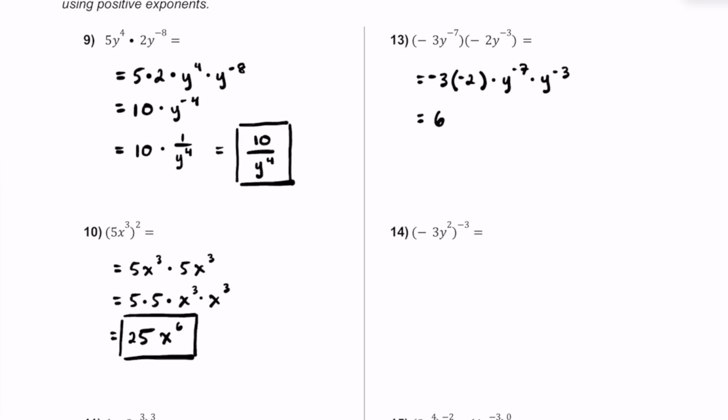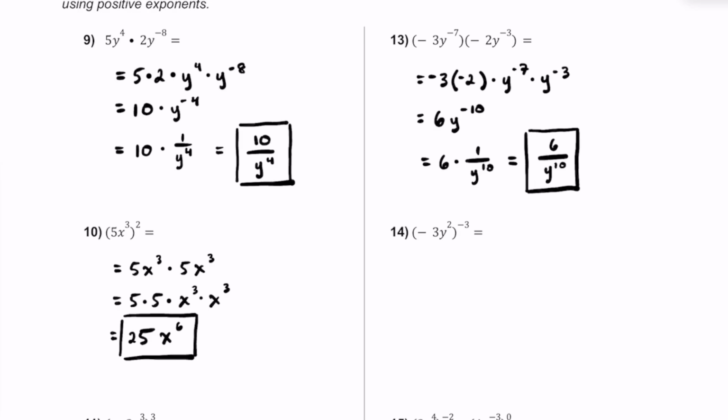All right, so negative 3 times negative 2 is going to be positive 6. And then if we use that product of powers property, we can add that negative 7 plus negative 3 to get negative 10. All right, now this is a simplified expression. However, it's not written using only positive exponents. So we can also rewrite this as 6 multiplied by 1 over y to the 10th power, which we can also say is just going to be 6 over y to the 10th power, just kind of writing it as one fraction. Okay, so this right here would be the most simplified expression using positive exponents only.